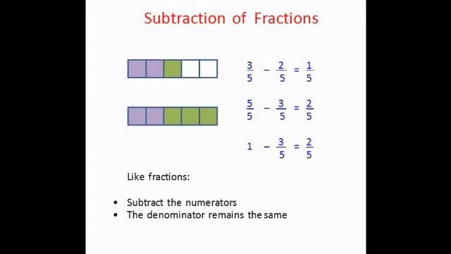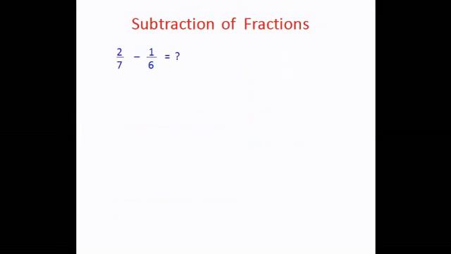Now this was quite easy. We could look at the diagram and figure it out easily. But what about unlike fractions? When the denominator is not the same, what do we do? Now let's look at this example: 2 over 7 minus 1 over 6. Here these fractions are unlike fractions.